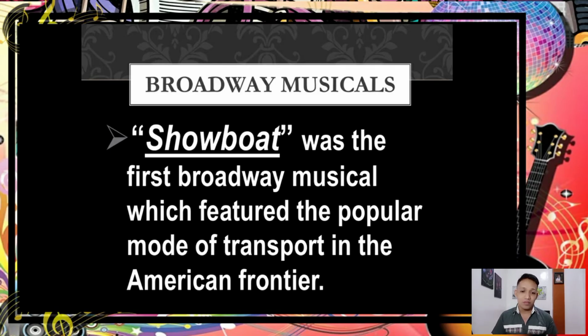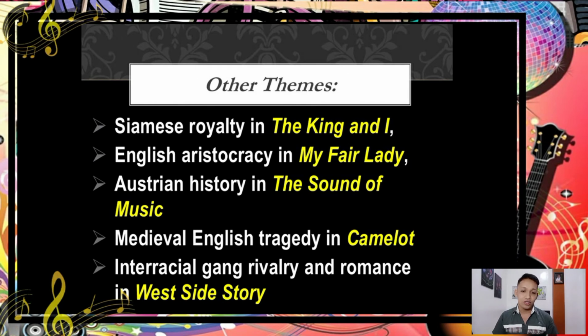There are other themes, just like Siamese royalty in The King and I, English aristocracy in My Fair Lady, Austrian history in The Sound of Music, medieval English tragedy in Camelot, and also we have interracial gang rivalry and romance in West Side Story.